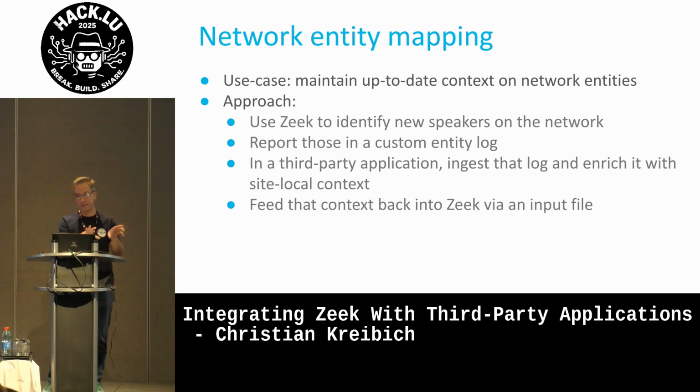And so what you can then use to make that better is basically this example that I showed earlier, where an application now ingests that, provides that context. So you might have the knowledge that a certain network prefix is a certain department in your organization, or that it is on a certain Wi-Fi or some such. And then basically feed that back into Zeek. So it's that kind of feedback loop example.